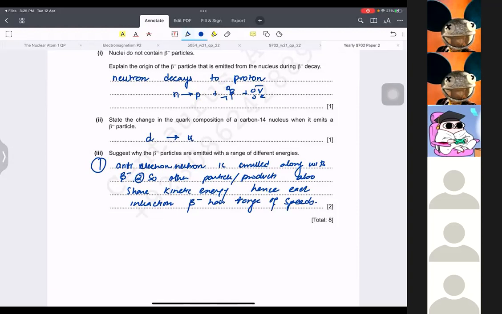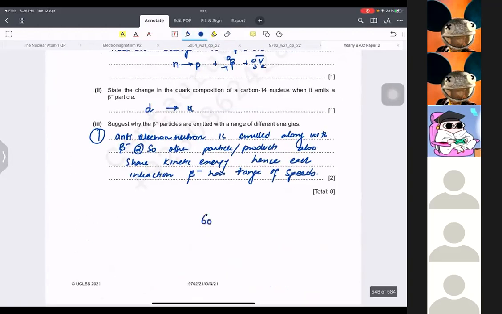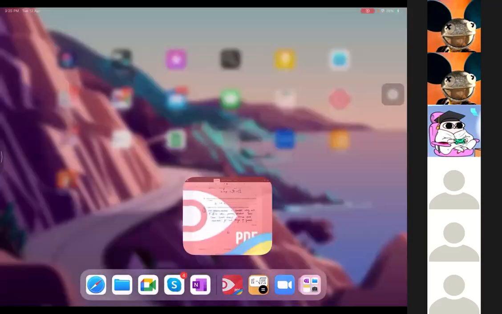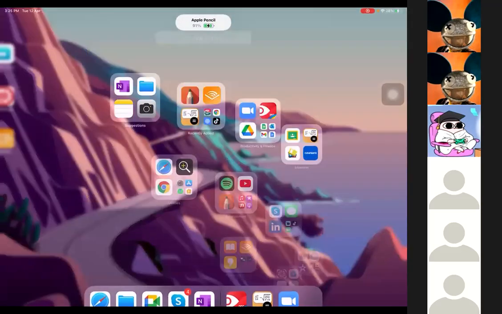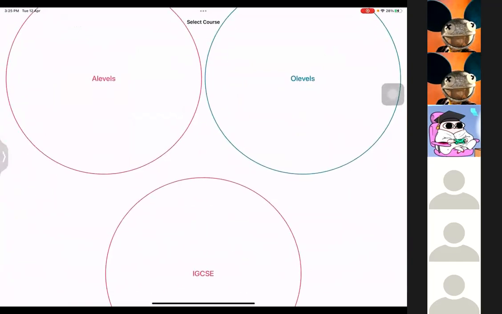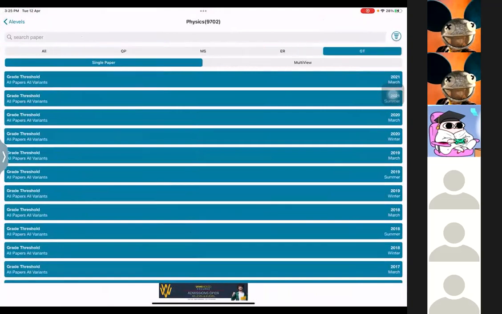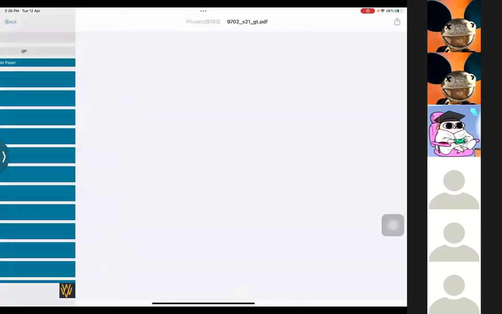The other thing is that this paper is, I think, 60 marks. So if you ever check how to judge yourself, how to position yourself correctly, I just want to tell you this. You go to the grade thresholds. We did 21, right? You go to 21 grade thresholds. 21 March, 21 summer. There's no 21 winter because it did not happen. So we're going to check March, summer 21.